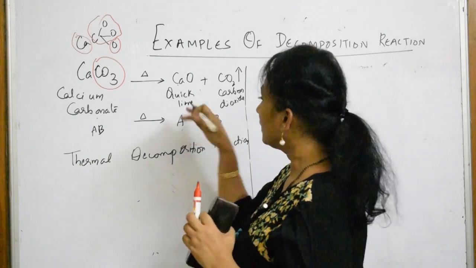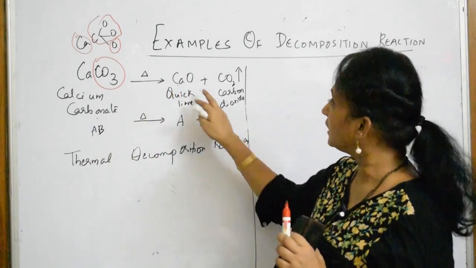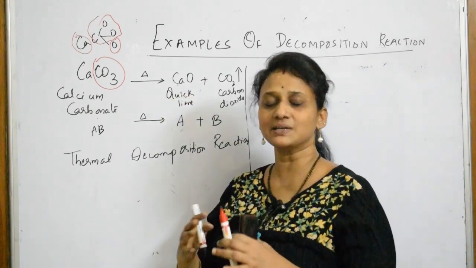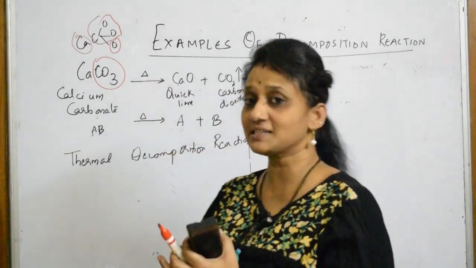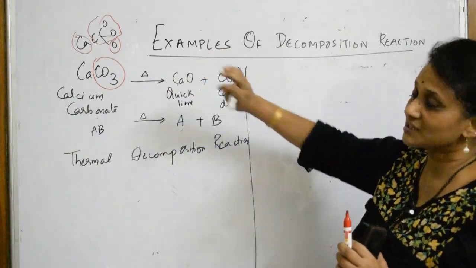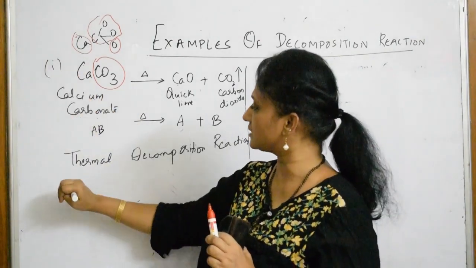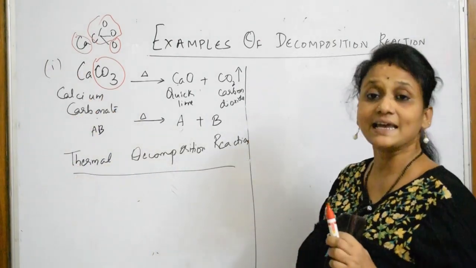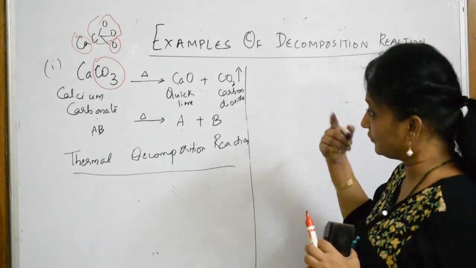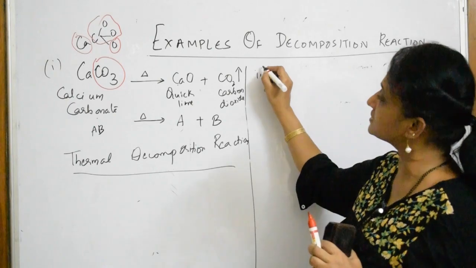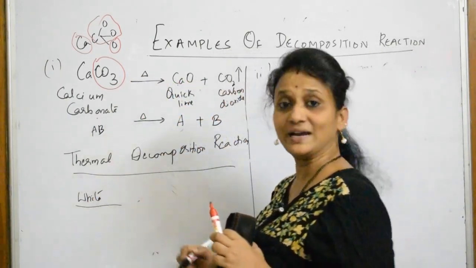Now, this is decomposition, I understand. Further, they take calcium oxide, mix it with water, and form lime water. That I'll explain in the next example. Don't worry. Now this is clear, I think. So we have taken the first example, the thermal decomposition of calcium carbonate. Now we are going to take one more example. What is the color of this? It is white in color. Calcium carbonate is white in color.